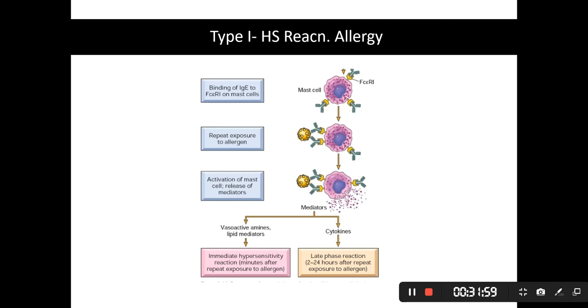Okay, so now what are the mediators that are getting released? They are the vasoactive amines and the cytokines. Cytokines generally cause the late phase reaction, and vasoactive amines come into the immediate phase, like minutes after the exposure.